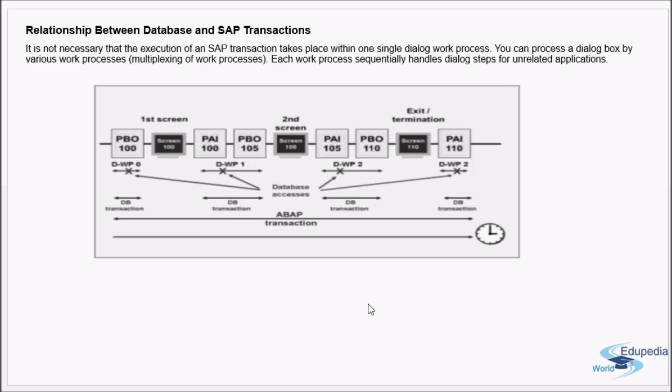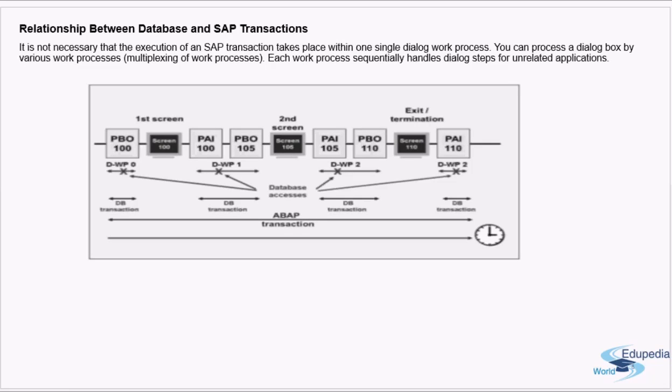It is not necessary that the execution of a SAP transaction takes place within a single dialog work process. You can process a dialog step by various work processes, multiplexing of work processes. Each work process sequentially handles dialog steps for unrelated applications. So an ABAP transaction is a set of dialog steps where each dialog step maps to a corresponding database transaction at the database level. Okay, so one ABAP transaction will have n number of database transactions. So this is the relationship between a database and SAP transaction.